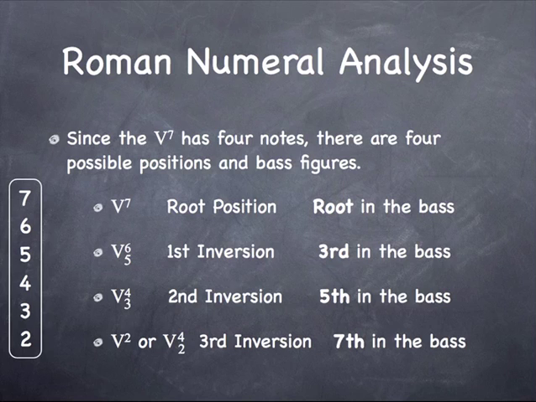In Roman numeral analysis, the dominant seventh chord is always written as a V chord, a V7. So depending on the position, it could be a V7 in root position or a V6/5 in first inversion, where the third is in the bass. V4/3 means the fifth is in the bass, and a V4/2 means that the seventh is in the bass.